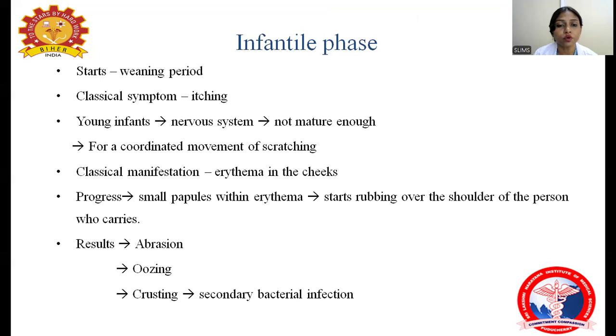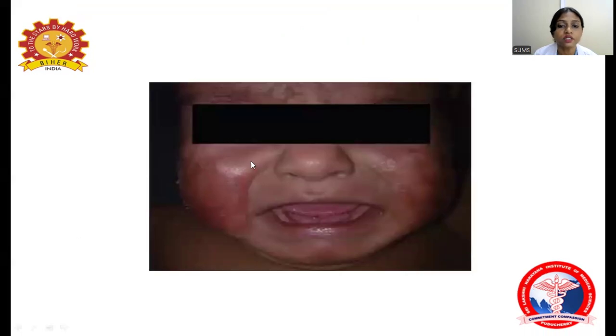So what will happen? This erythema will later progress into small papules within the erythema, and slowly the child will start rubbing the cheeks over the shoulders of the person who is carrying the child. As a result, there will be abrasion, oozing, crusting, and there can be secondary bacterial infection. So these are the features of the infantile phase. This child is having erythema, papules, and scaling over the bilateral cheeks, which is classical of infantile eczema.